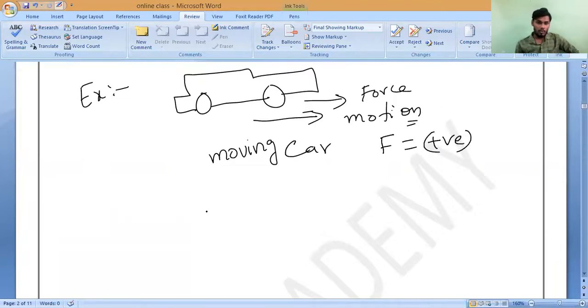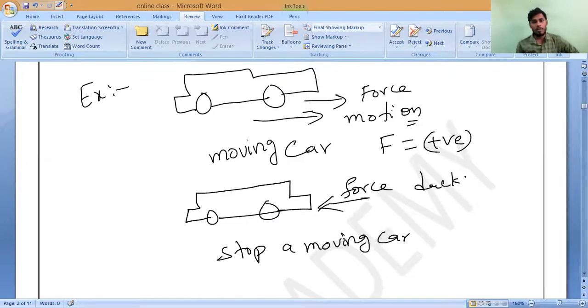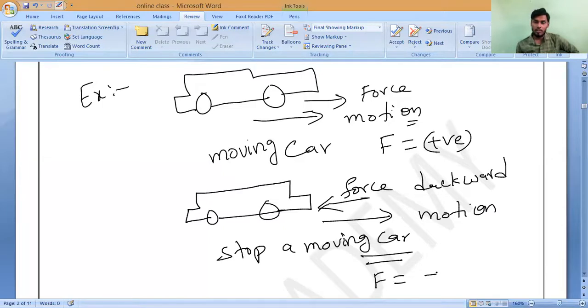Now, when you want to stop your car, what will you do? You will press the brakes. By that time, the car will never go backward, but the force is acting in the backward direction, while the motion is in the forward direction. Is it yes or no? Yes, sir. Our car will come to rest, so in this situation, I will consider F as negative.